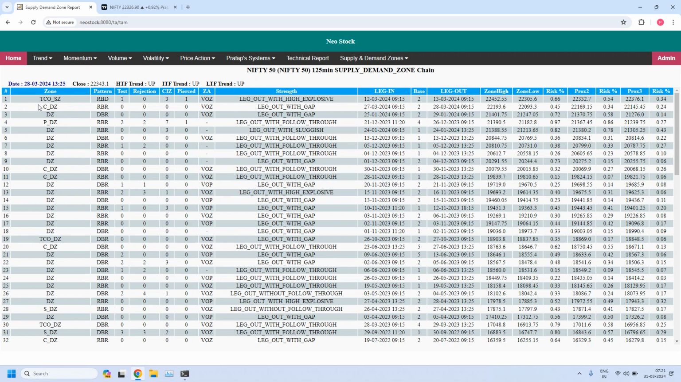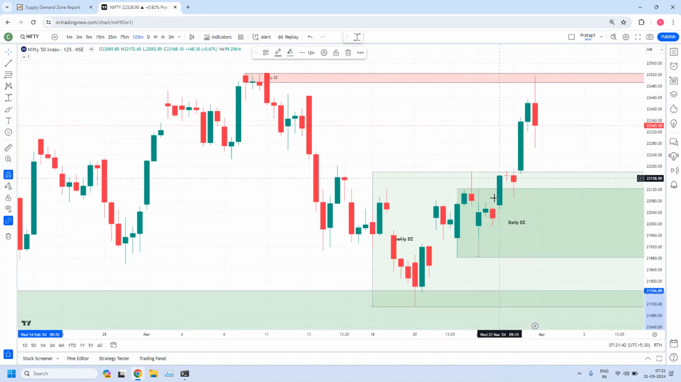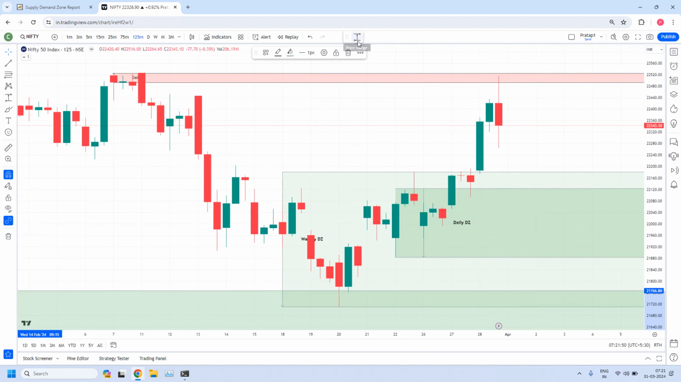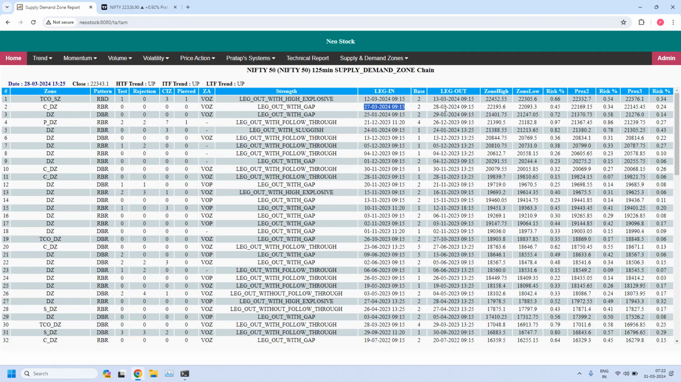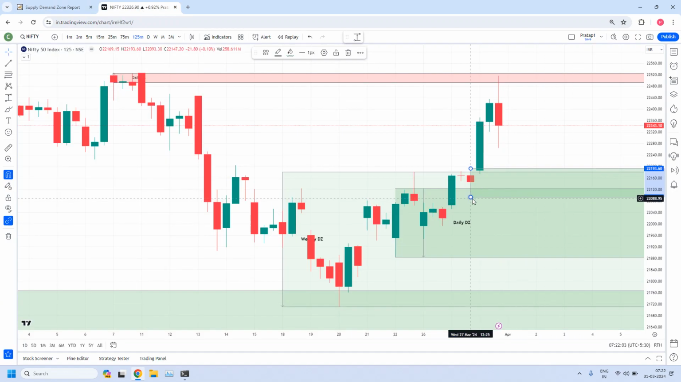But we will draw this zone, the immediately available demand zone, when it is created on 27th March at 9:15, 2 base candles. Probably inside. 27th March, these 2 base candles and a rally. So let's draw this zone. This is a 125 minutes high liquidity demand zone.